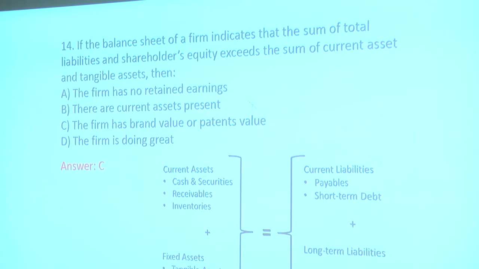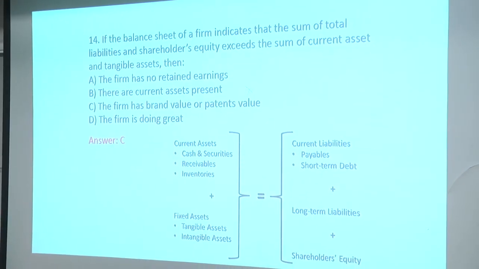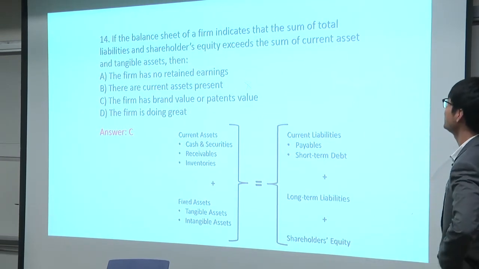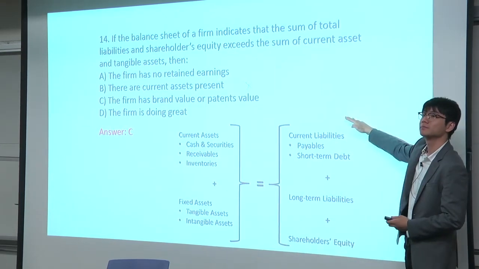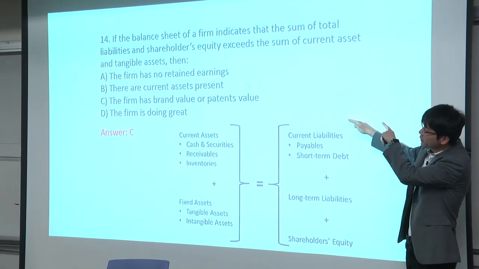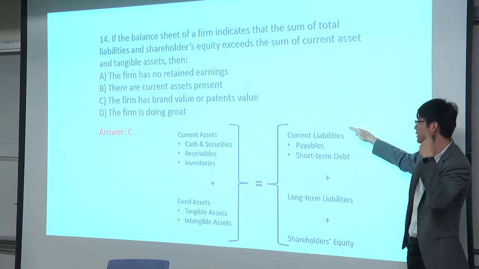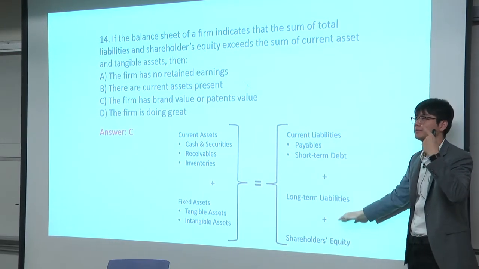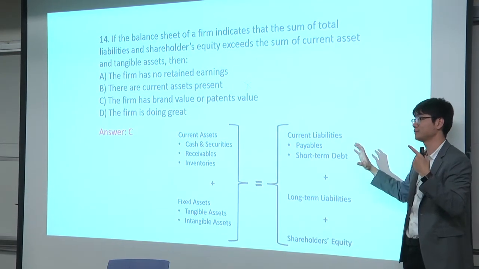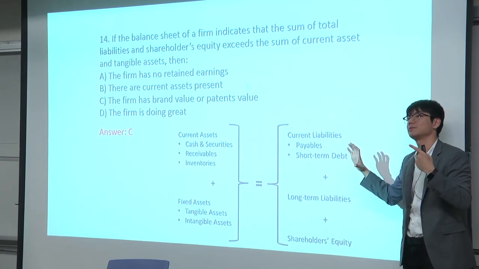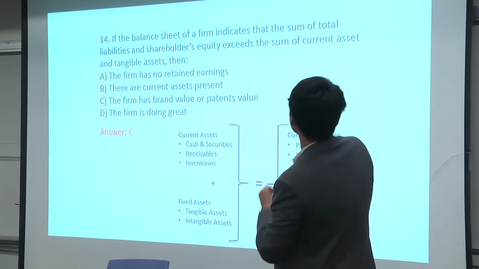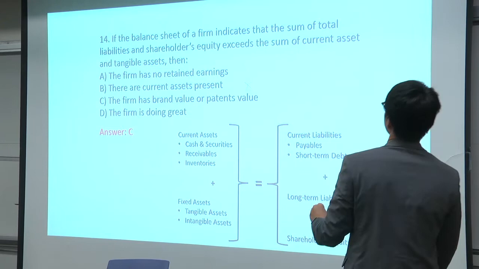So this is a very good example of what I said before, the big picture thing. If the balance sheet of a firm indicates that the sum of total liabilities and shareholders' equity, that's the right-hand side. So when you are reading until here, what's immediately in your mind? That's the right-hand side of the balance sheet, right? The sum of the total liabilities and shareholders' equity. So what does the right-hand side equal to? The left-hand side. Exactly. That's the balance sheet, right? So keep reading. Exceeds the sum of current assets and tangible assets, then what?